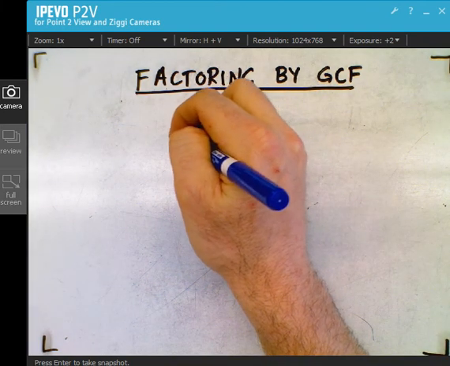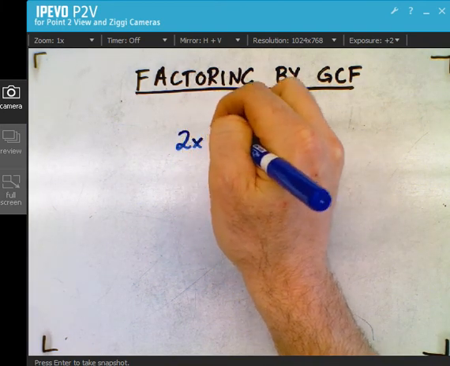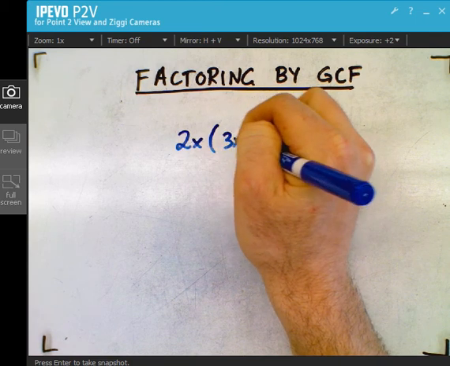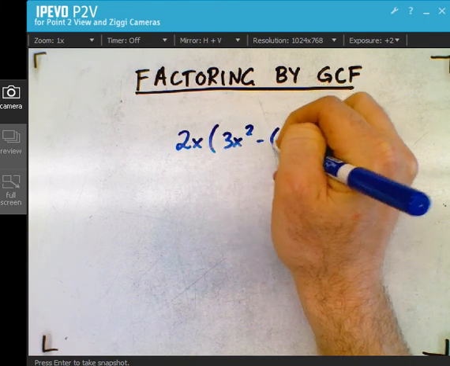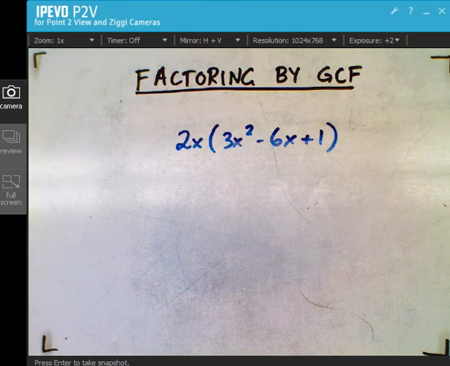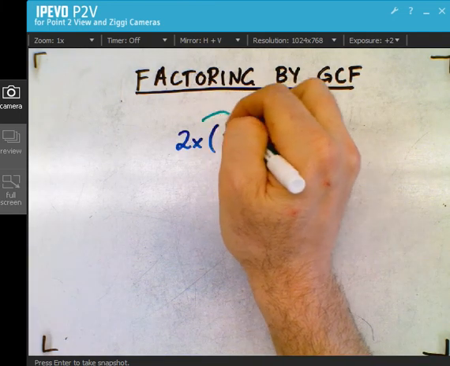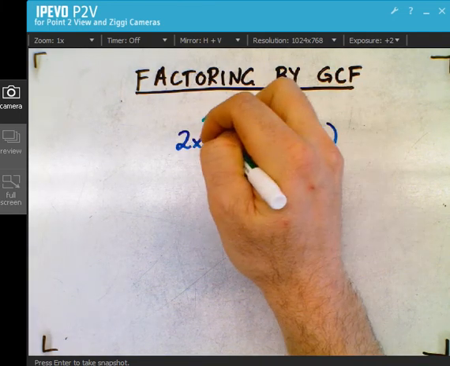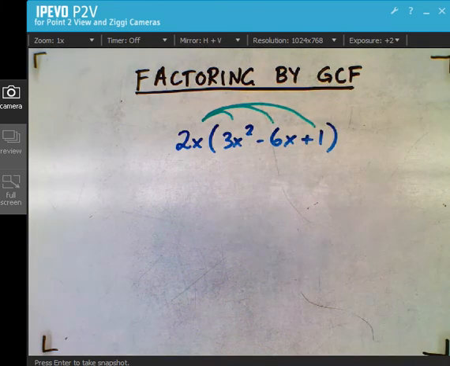For example, let's say that I gave you the problem 2x times (3x squared minus 6x plus 1), and I asked you to simplify that. Most of you would tell me what you need to do is distribute. You'd be exactly correct. I'm going to distribute this monomial 2x through the parentheses to everything inside the parentheses.